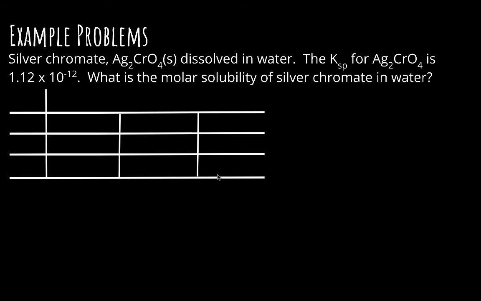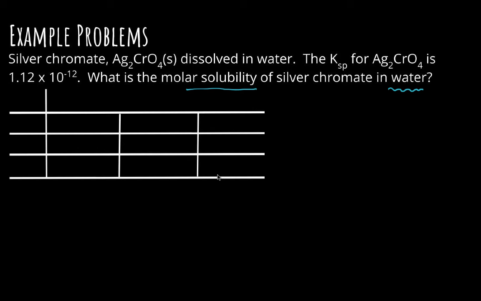So this one says silver chromate, Ag2CrO4, dissolves in water, gives me the KSP. What is the molar solubility of silver chromate in water? Okay, now this you have to be careful of. If it's water, that means you don't have any common ions. If they wanted the molar solubility in some other substance, you would have to pay attention to whether or not that had a common ion.